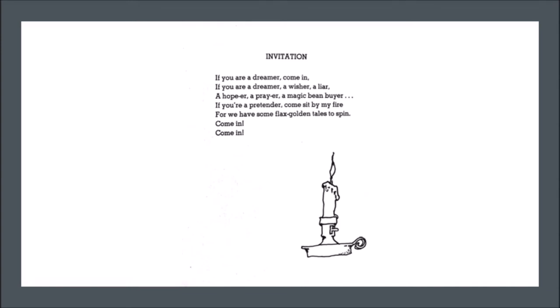After reading this invitation, what types of poems do you predict will be in this book? I am predicting there might be some narrative poems because he mentions some flax golden tales to spin. I'm also predicting some imaginative poems because of who he is inviting to read. A dreamer, a wisher, a liar, a hoper, a prayer, a magic bean buyer, a pretender. These are all people with imagination. Let's keep reading to see if our predictions are accurate.